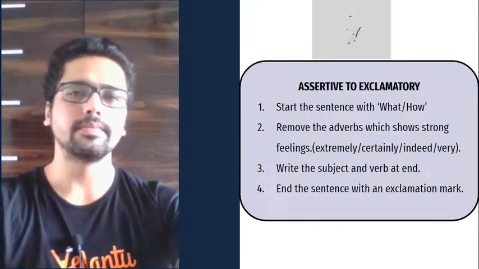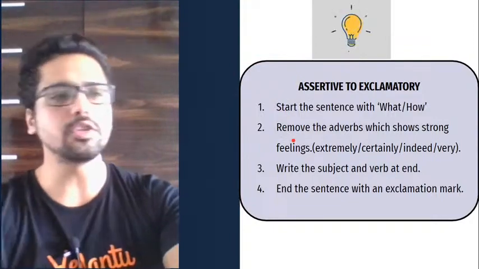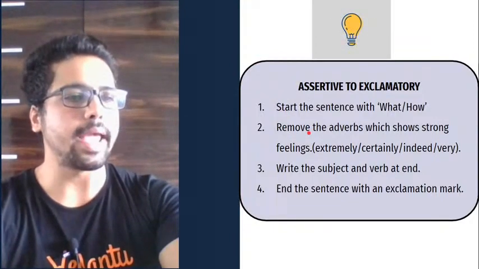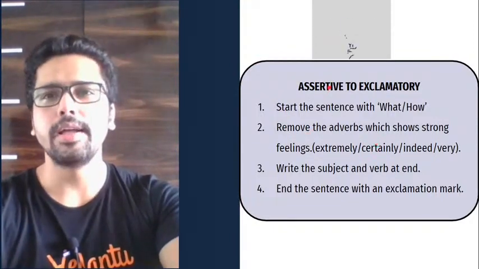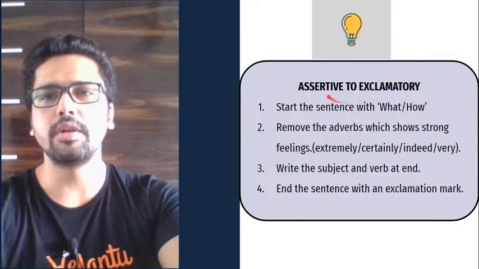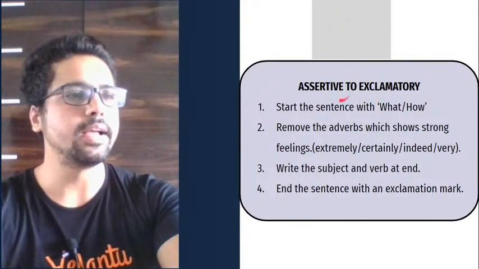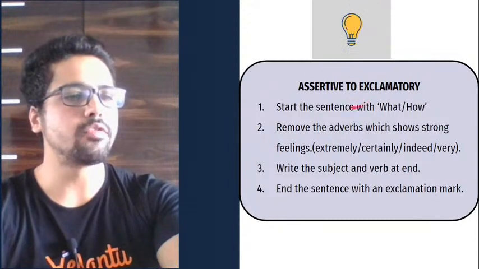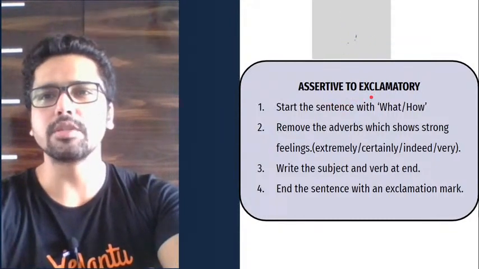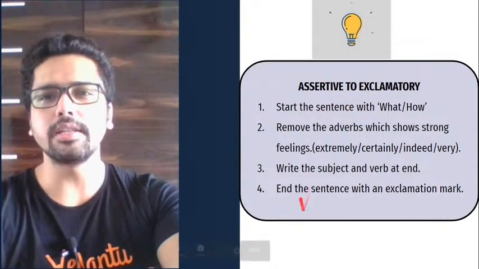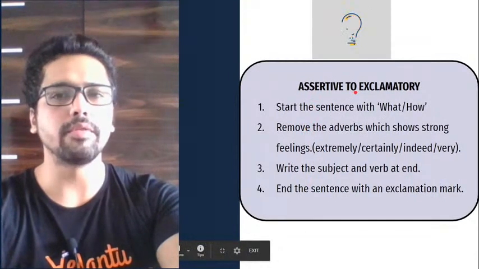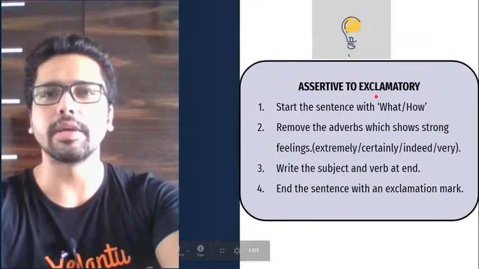Let's begin this here. So, transformation of sentences part 2. In this transformation of sentences part 2, the first transformation we will see will be from assertive to exclamatory. Let's check this here. From assertive sentences to exclamatory sentences. Now, these are the steps we have to follow when we are changing a sentence from assertive to exclamatory.